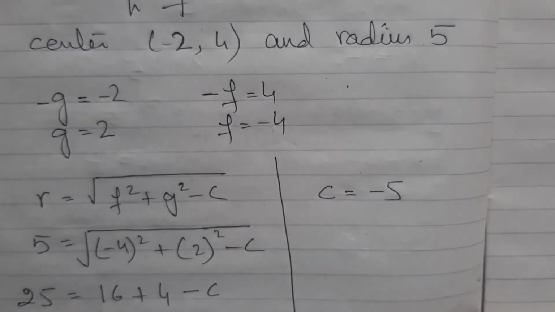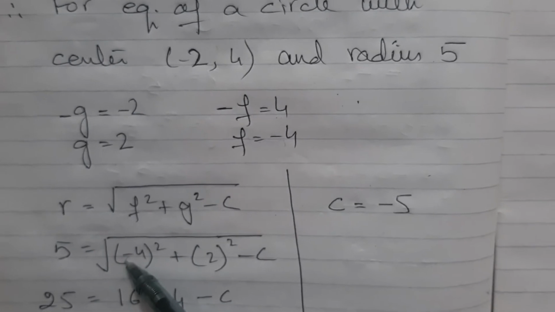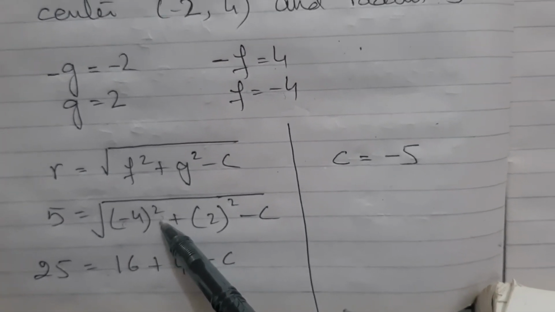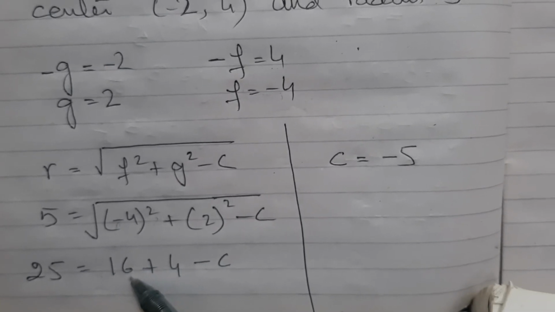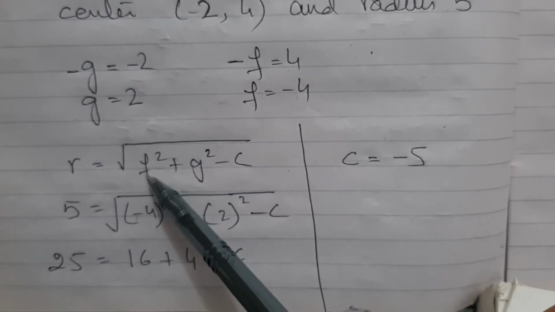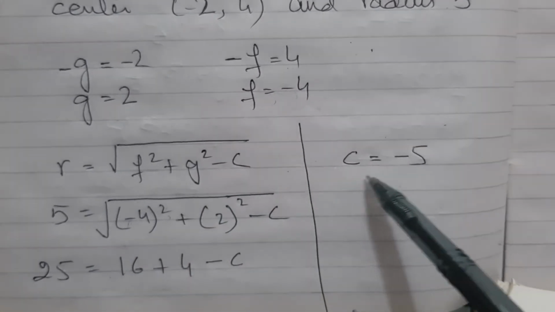Okay, so don't get confused here. Let me write plus here so that you are not confused. You will understand that when the power is even, the term becomes plus automatically. Do you know this thing? I'm sure you know. So I'm simply substituting the value of f and g here, and c was -5.